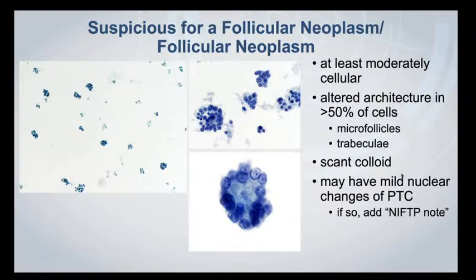And if they have these mild nuclear changes, you might consider adding what's called a NIFT-P note to those cases. And I'll show you an example of that in just a couple of minutes. So here in the lower right-hand image is a high magnification example of a predominantly microfollicular patterned specimen that showed focal nuclear changes reminiscent of papillary thyroid carcinoma. If these changes are mild, it's perfectly okay to still place that case in the suspicious for follicular neoplasm or follicular neoplasm category.